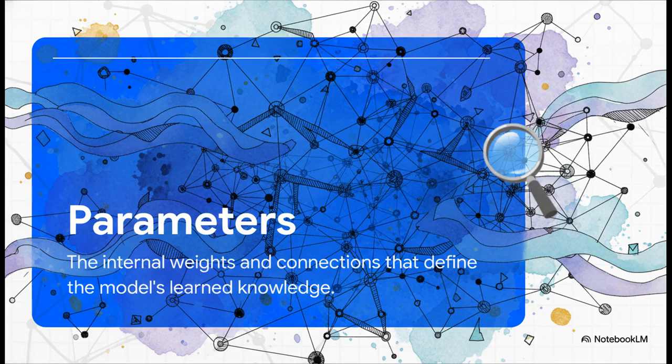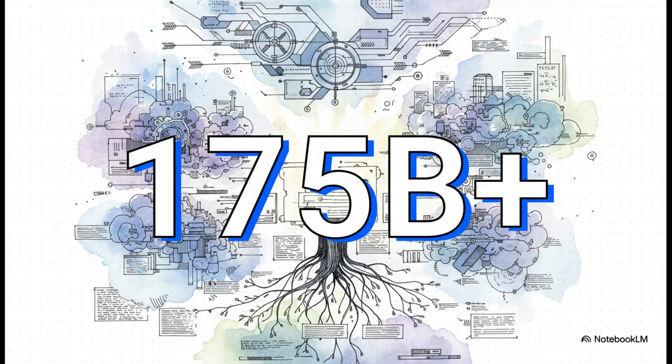And the more of these parameters you have, the more sophisticated and intelligent the model can be. So just to give you an idea of the scale we're talking about, take a famous model like OpenAI's GPT-3. That one has over 175 billion parameters. Billion with a B. It's just a mind-bending number, and it's what allows for that really deep, sophisticated understanding.